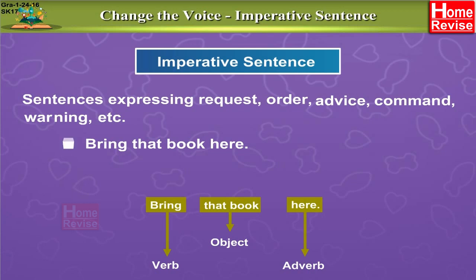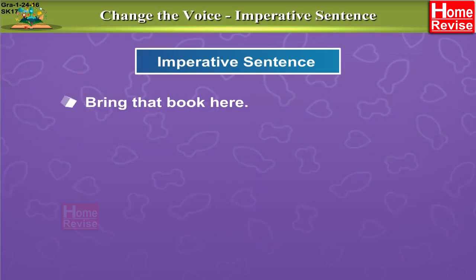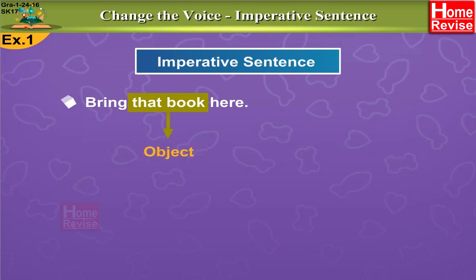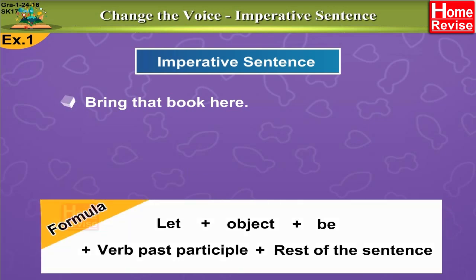But before that, we need to know the object. What is the object? Bring that book here. What is to be brought? That book. So that book is the object. Let's understand the formula to change this sentence into a passive voice.